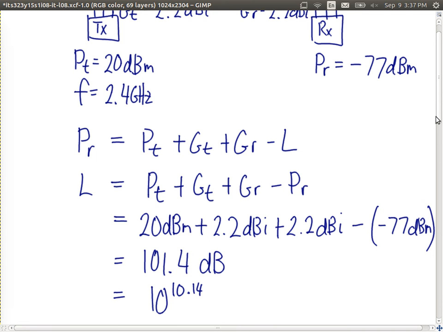Questions on this so far? Why do we care about loss? What do we want to know? I want to know how far apart I can put them. What distance can I separate them by such that they'll communicate? Well, it turns out if we know the loss, there are some relationships between loss and distance. So we can use some models to find out, well, if the loss is 101.4 dB, what distance does that correspond to? Let's go to that now.